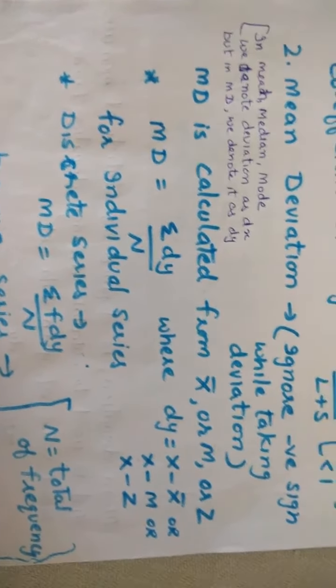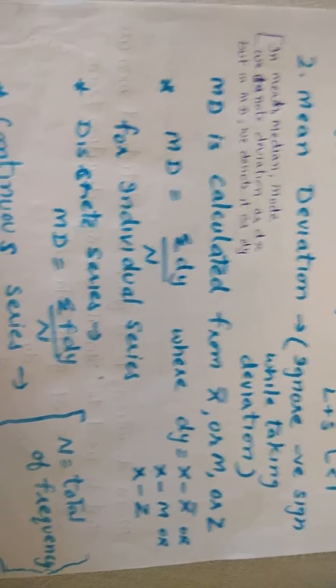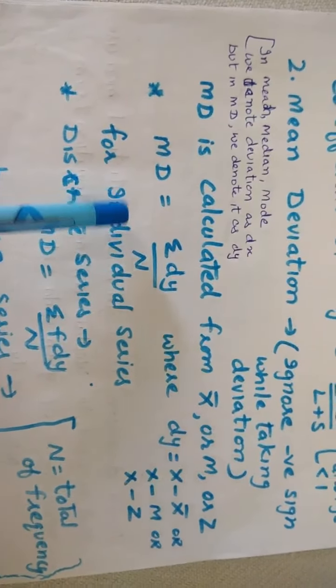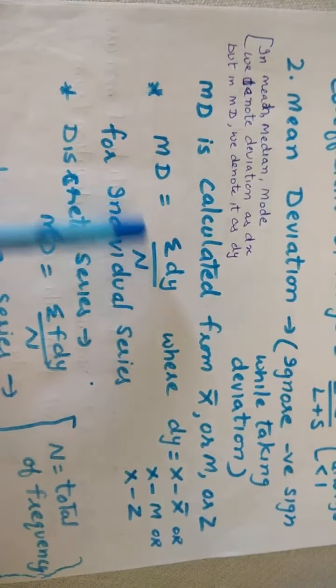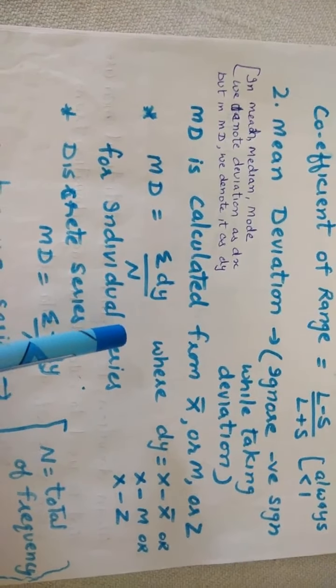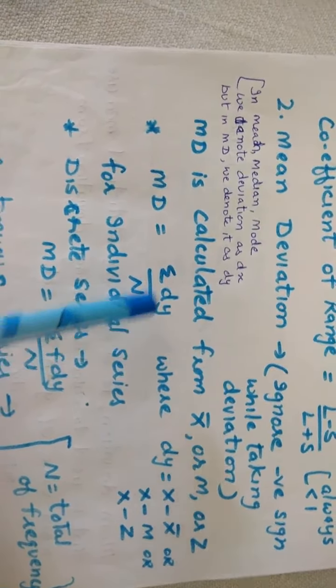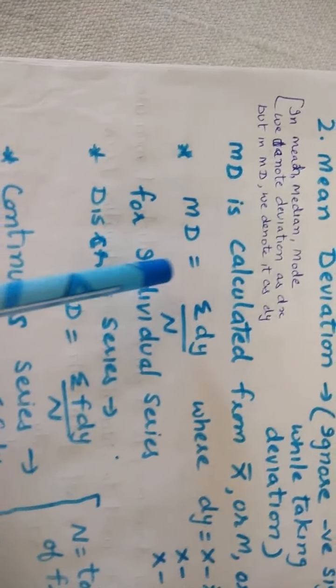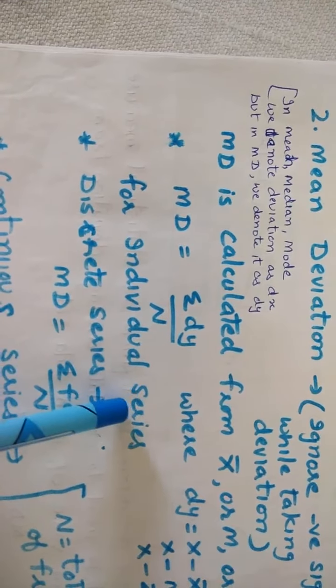Mean deviation is calculated from mean or median or mode. The formula for this is mean deviation is equal to summation dy over n, where dy is deviation taken from mean or median or mode, and n is the number of items given in the data. Note one thing: in mean, median or mode we denote deviation as dx, but in mean deviation we denote it as dy. This formula is for individual series when only variables are given.